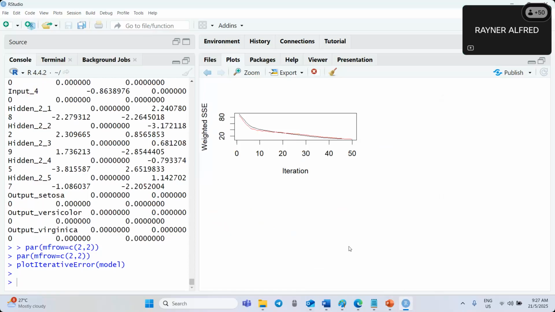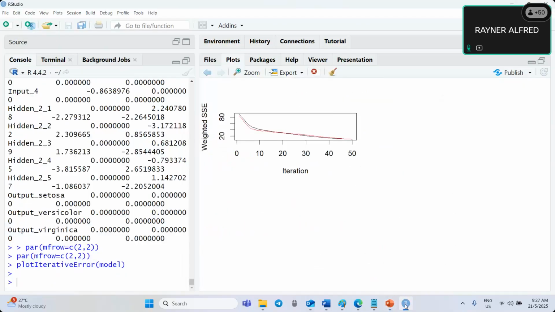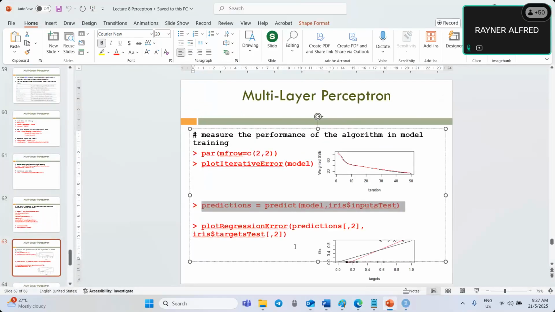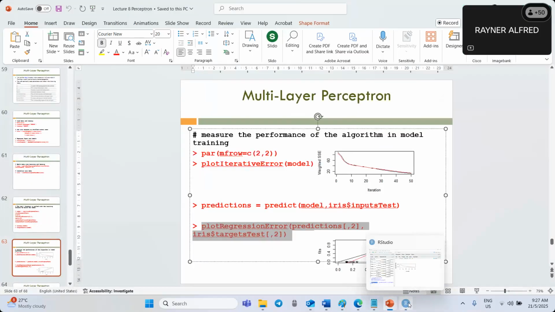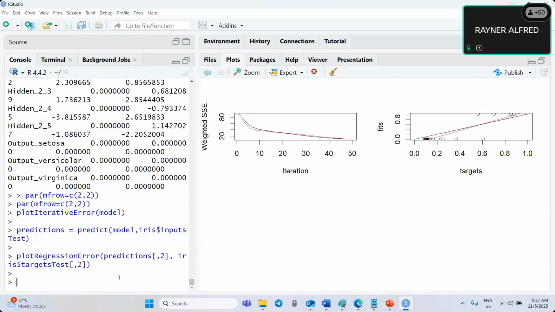For testing, we have to do the prediction here using the model, and we provide the testing data set. So this is your model. I use the model to predict your input, and the output is here. This one is just to look at the regression error that we have. So we are supposed to have the black one, but we have the red one.